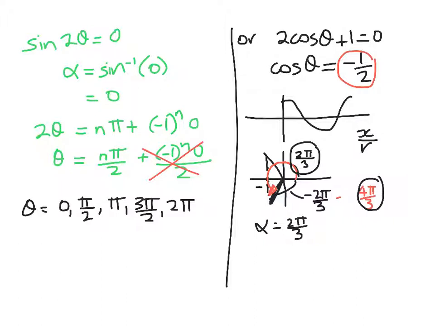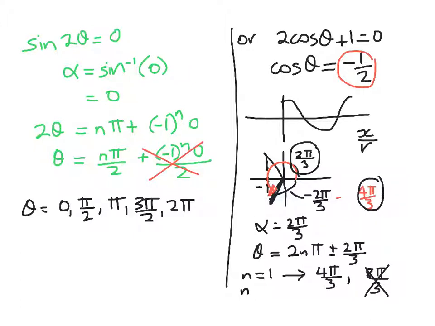So theta is equal to 2n pi plus or minus alpha, which is 2 pi on 3. So if we substitute n equals 1, that gives me 2 pi minus 2 pi on 3, which is 4 pi on 3. It also gives me 8 pi on 3, which is not in my range.